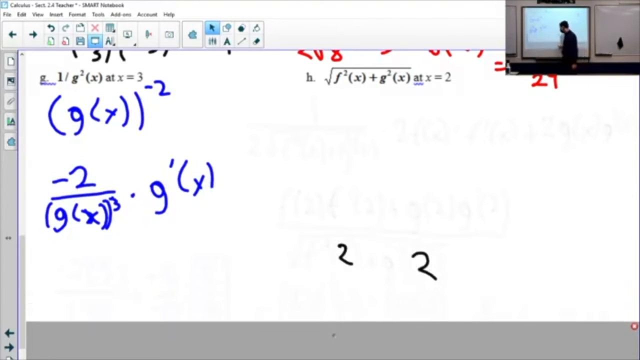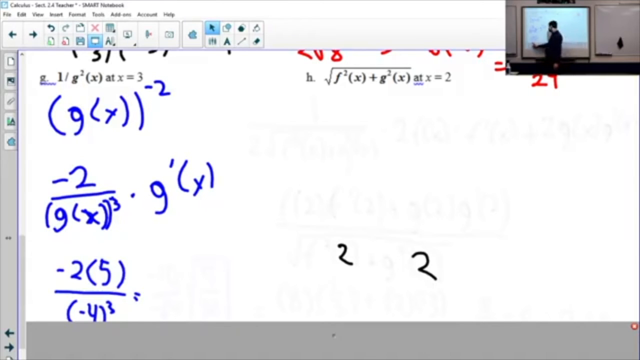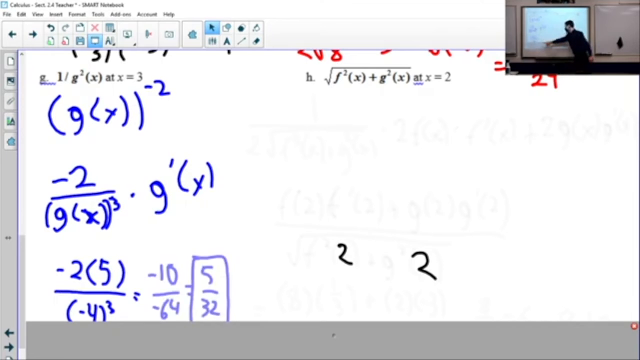So if I'm going to do that, we'll get to the 2's over here later. That's going to be negative 2 over g of 3, which is negative 4, cubed. Then we have times g prime of x. G prime of 3 is going to be 5. So that's going to equal negative 10 over negative 64, which is positive 5 over 32.